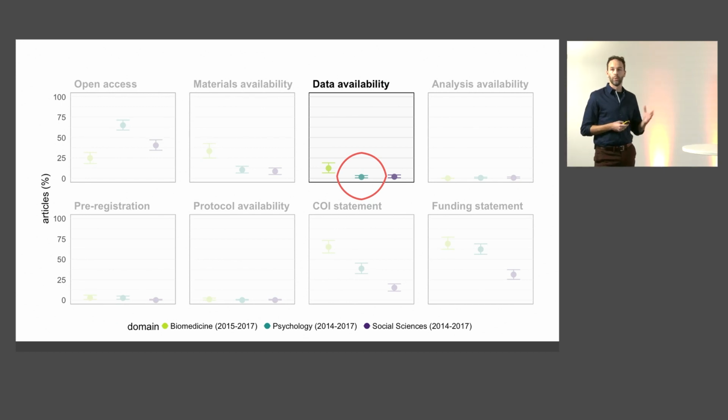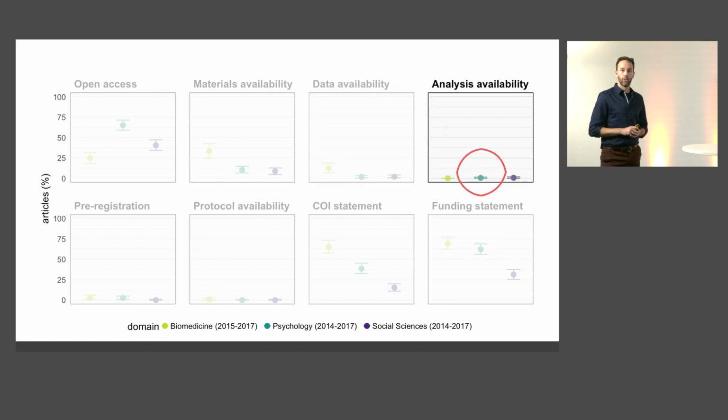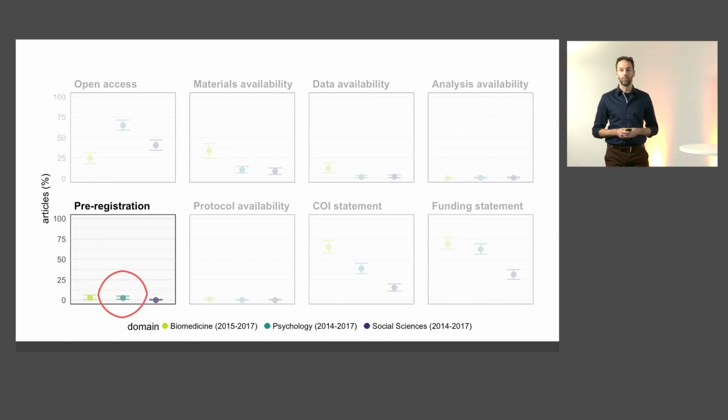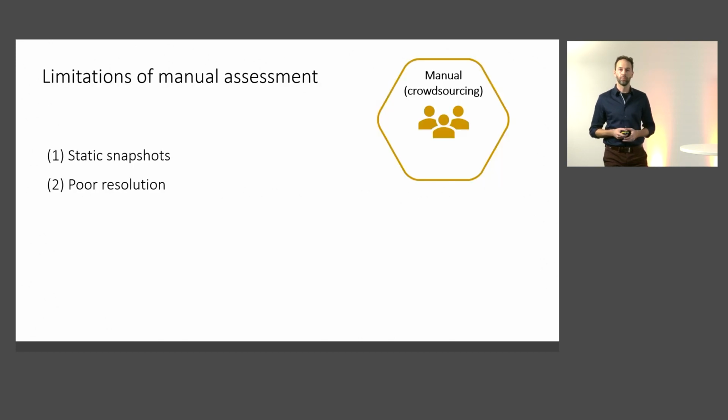So, for example, we estimate that only 2% of empirical psychology articles were sharing data. Only 1% were sharing analysis scripts. And only 3% were pre-registered. So this is the kind of data that we'd like to see in the Open Science Observatory, but there are some important limitations to this manual assessment approach.